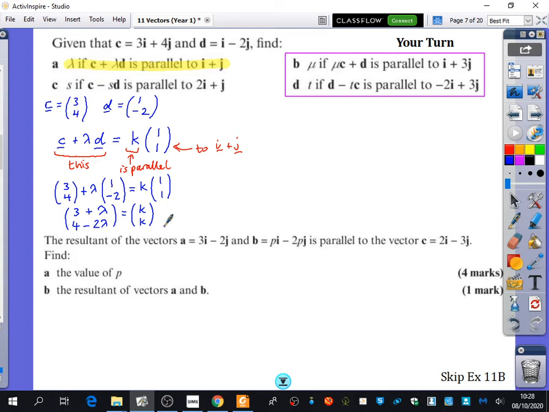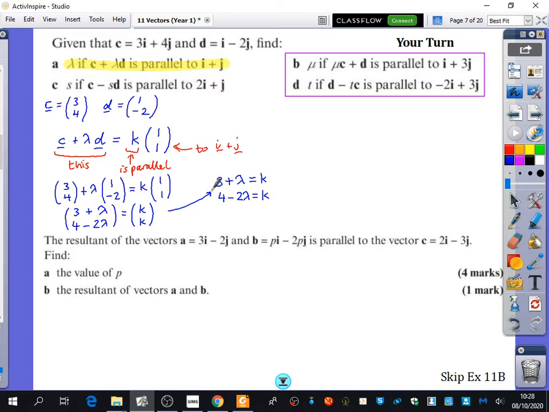Now, what do you think you could tell me about the top part or the bottom part? Can you deal with them separately? Yeah, we dealt with them separately before, right? So this tells me a couple of things. It's telling me that 3 plus lambda is equal to k. And it's telling me that the bottom part, which is 4 minus 2 lambda, is equal to k. You make a simultaneous equation? It is a simultaneous equation, yeah.